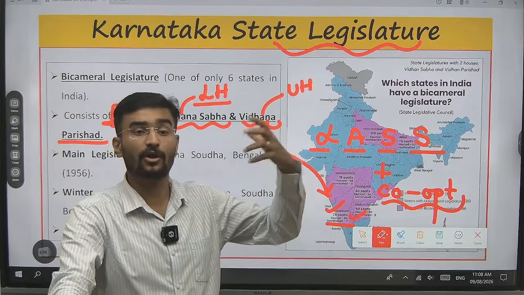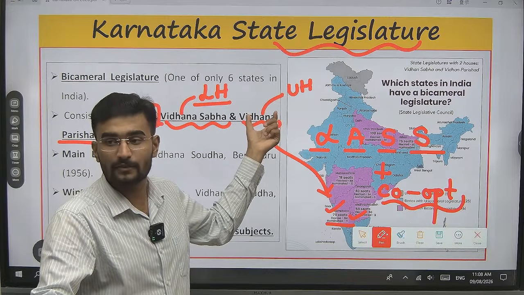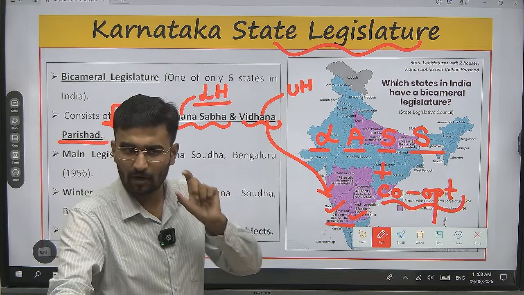Now who can get nominated? The governor will nominate to which house? It is Vidhana Parishad. Do we have any nomination for lower house?